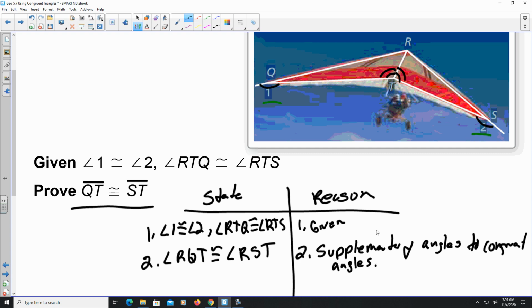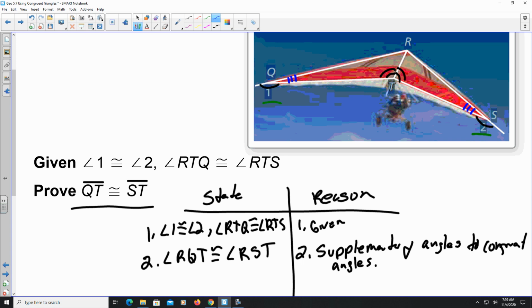There are other ways you can write this. You could make a much longer proof and say, angle 1 and angle QRT are supplementary angles, use the definition of supplementary, and the same thing goes there, and then do some kind of transitive property situation. But this kind of shortens it up a bit. So now I can say that those angles and those angles are equal to each other.